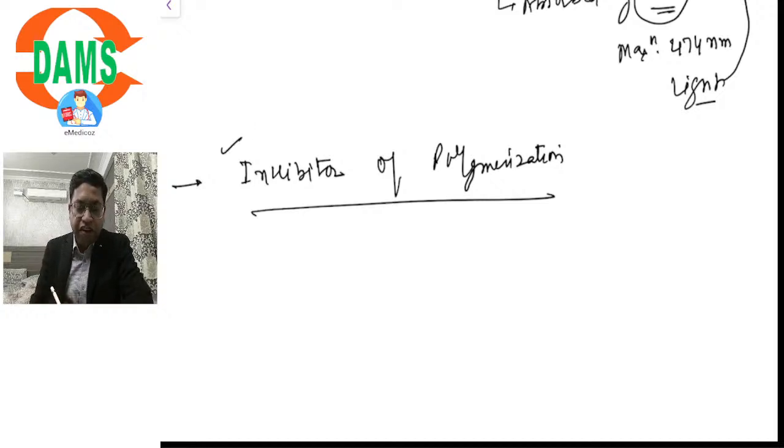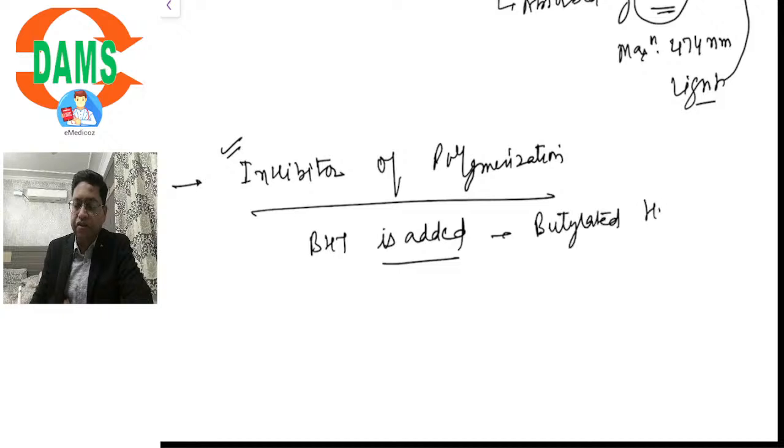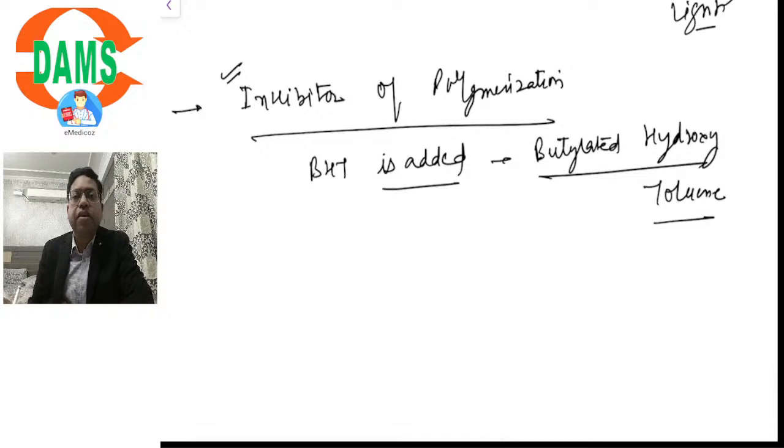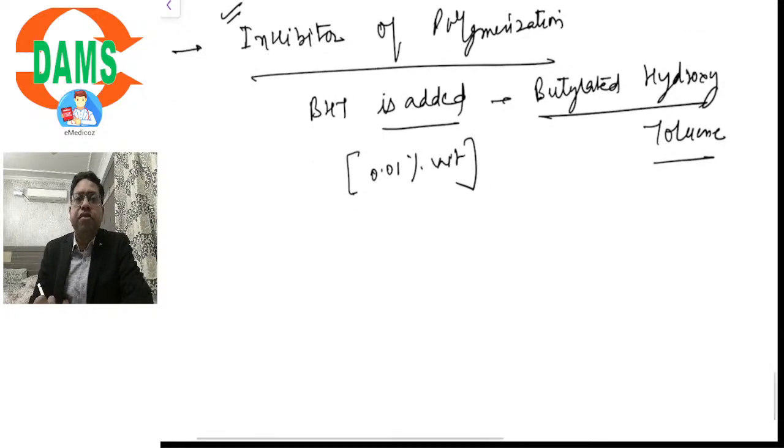So to prevent the polymerization of composites during storage or when it is not being used as a restorative material, BHT is added as an inhibitor of polymerization. What is BHT? It stands for butylated hydroxytoluene. Okay. It is present in a low concentration of 0.01% by weight, BHT.